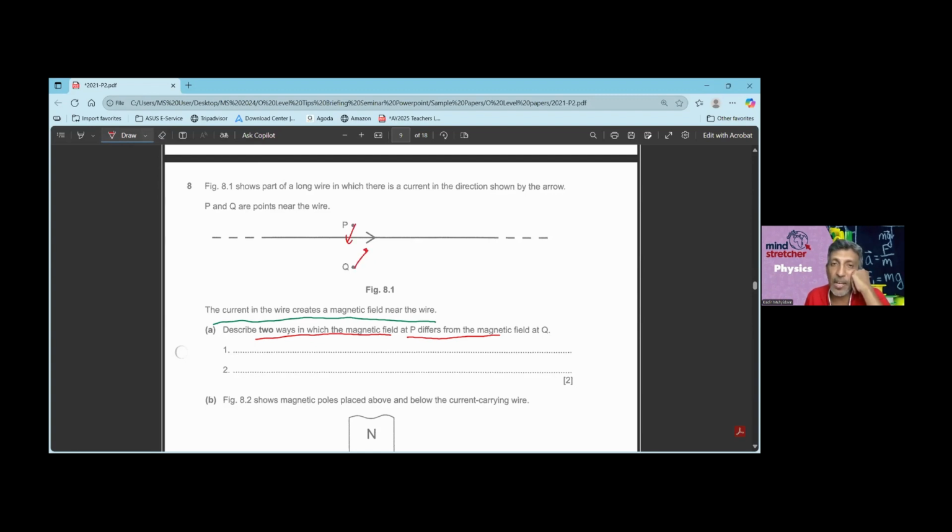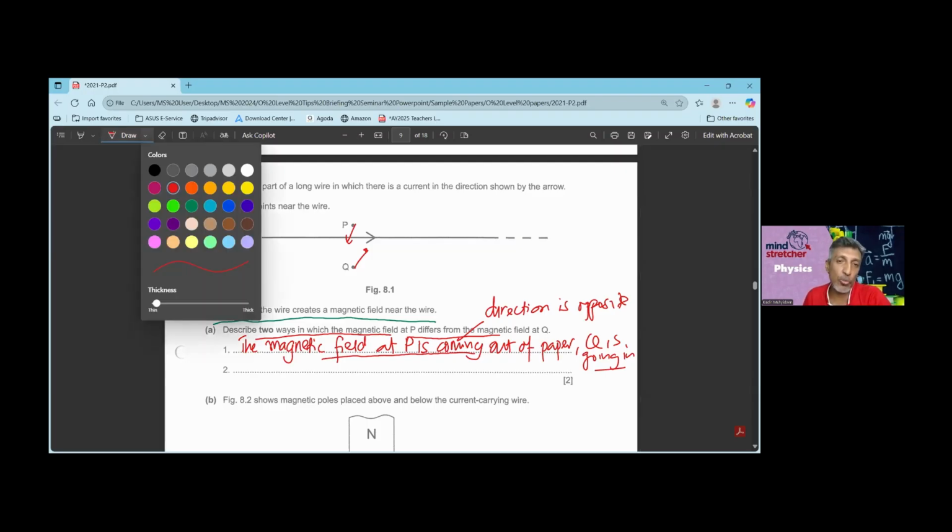First, you can say the magnetic field at P is coming out of the paper, Q is going in. Or you can just say the direction of the magnetic field at P and Q are opposite to each other. You can just say direction is opposite. I'm giving you more specifically: P is coming out, Q is going in.